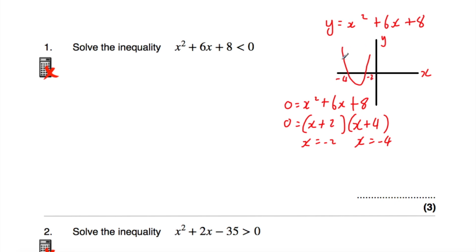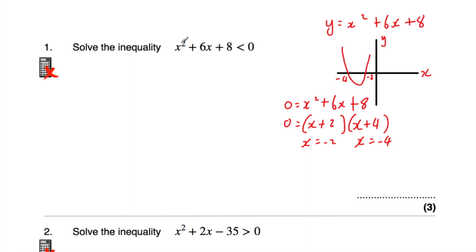So we've sketched our quadratic and we've found where it crosses the x-axis. Now we want to find when x squared plus 6x plus 8 is less than 0. So we want to find which values of x, if we substitute them into this quadratic, will give us a negative. In other words, when will our quadratic graph be below the x-axis? Because below the x-axis, that gives us a negative answer. If you choose values of x that are bigger than negative 4 and less than negative 2, they will give you negative answers. So for instance here, negative 3.